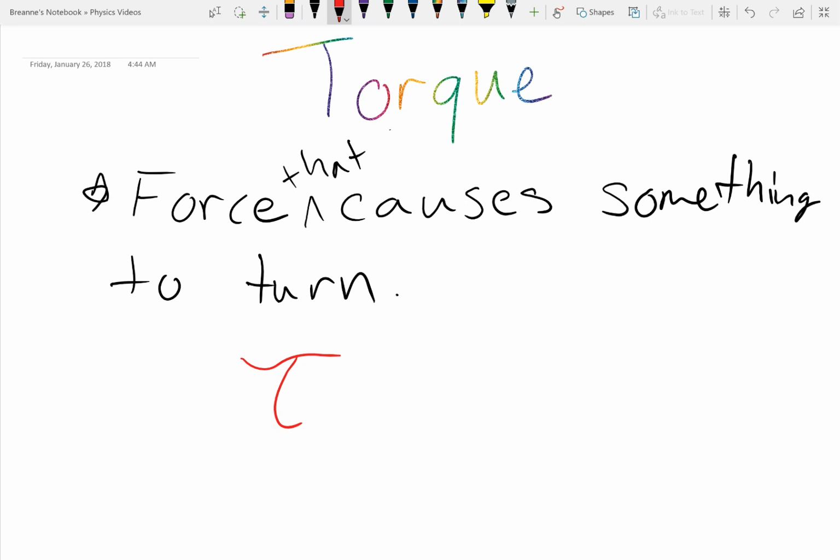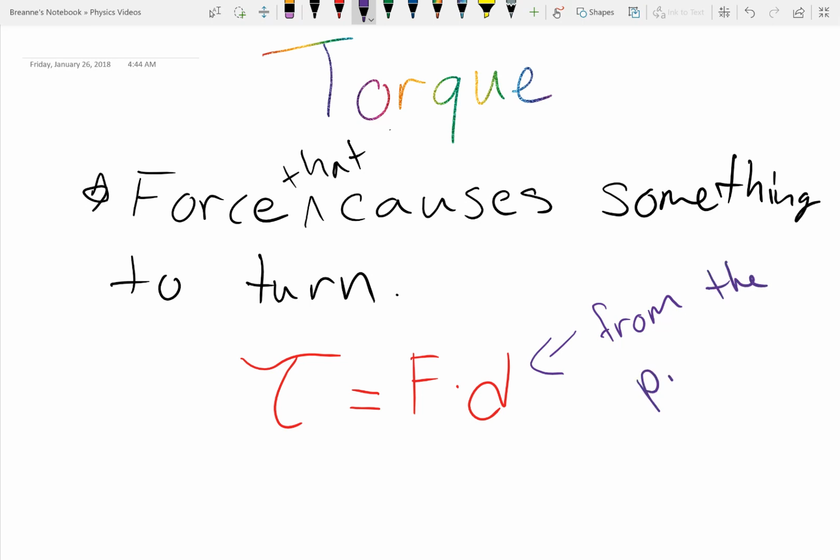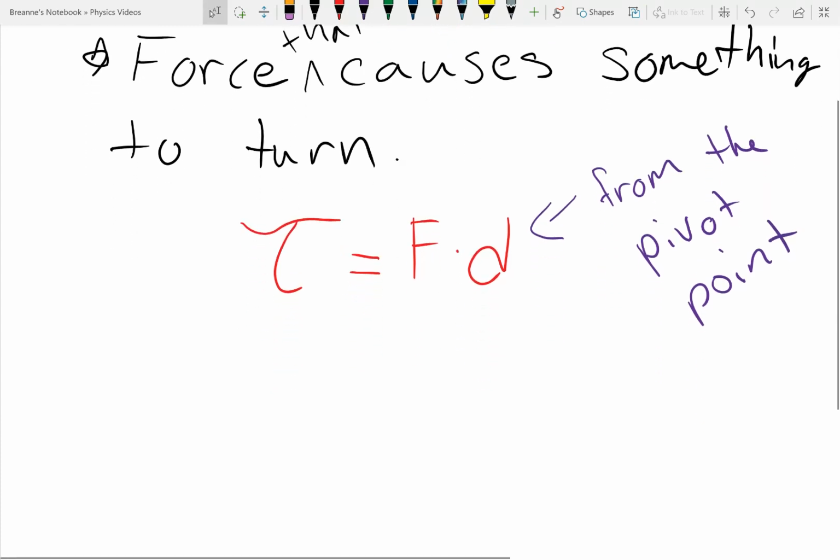It's called tau. It's a Greek letter. And it equals your force times your distance. Now, your distance is a little bit special because it's the distance from the pivot point.